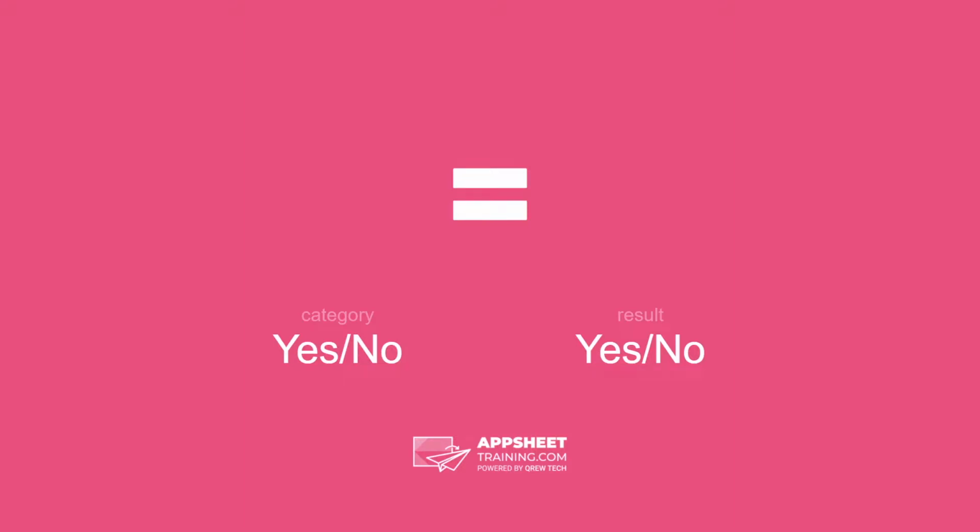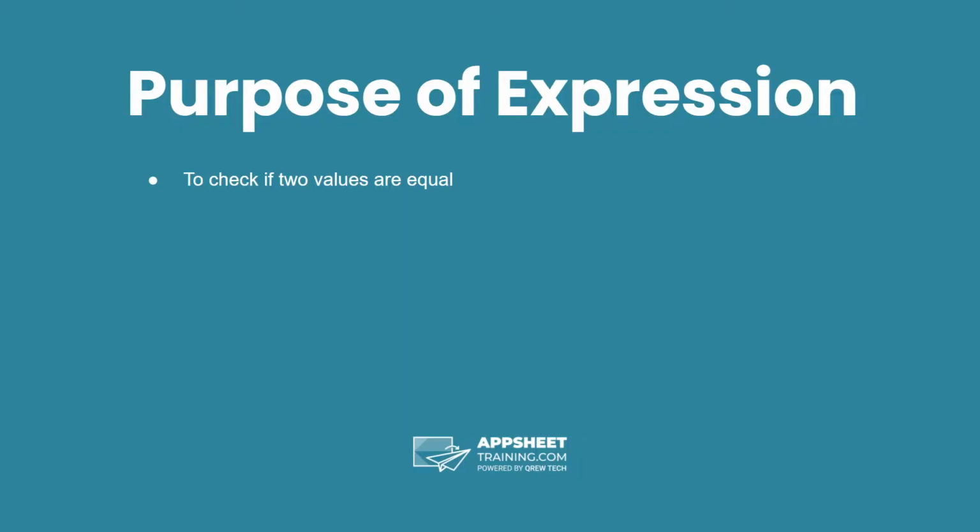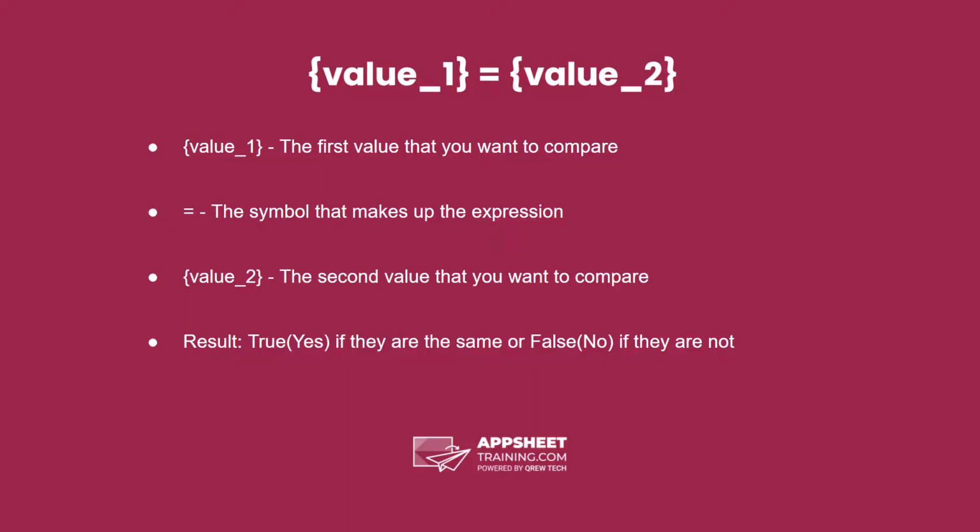The equals expression is in the category yes-no and results in a Boolean value of either yes or no. The purpose of this expression is to check if two values are equal. The syntax is as follows. The first value, this equal to sign, and the second value. These values can be of any type, but they're the two things that you want to compare. The result is true or yes if they're the same, and false or no if they're not the same.